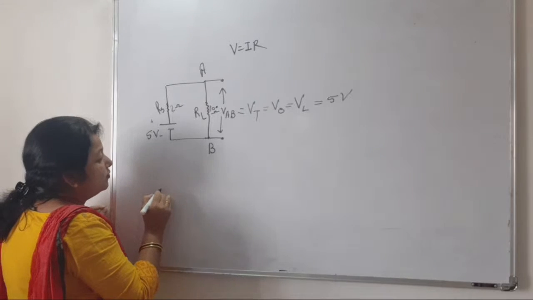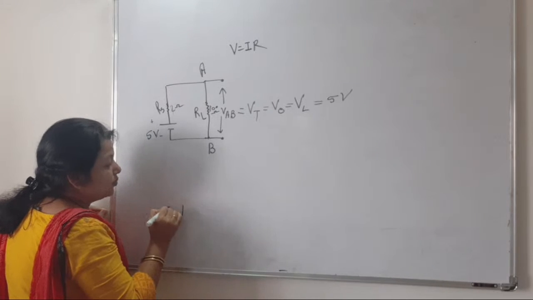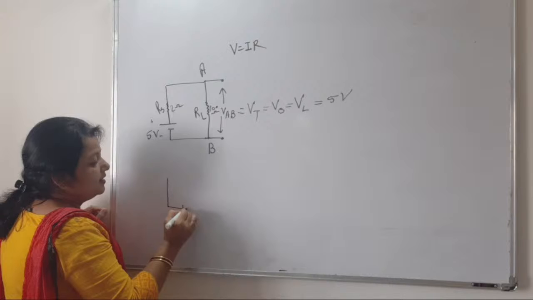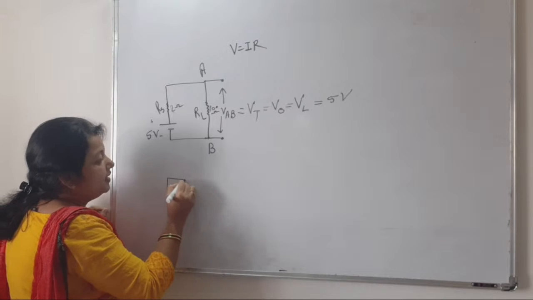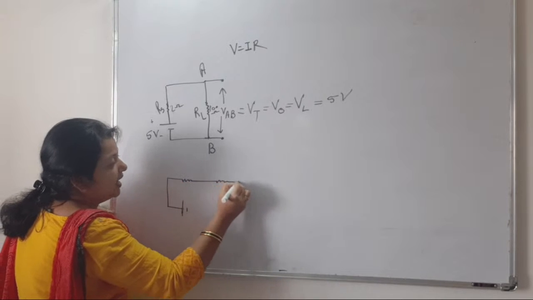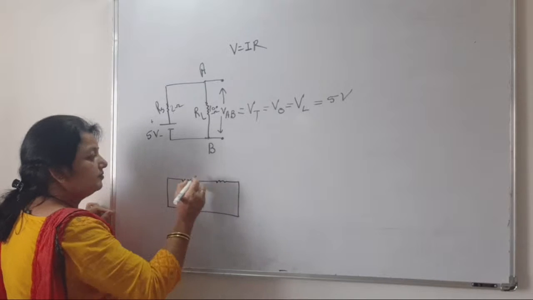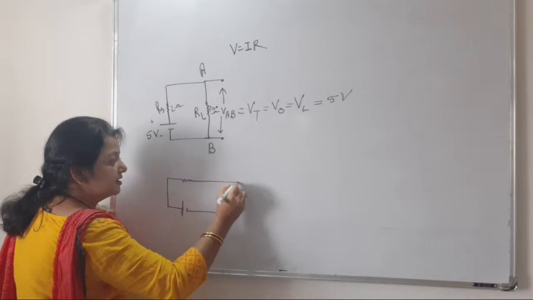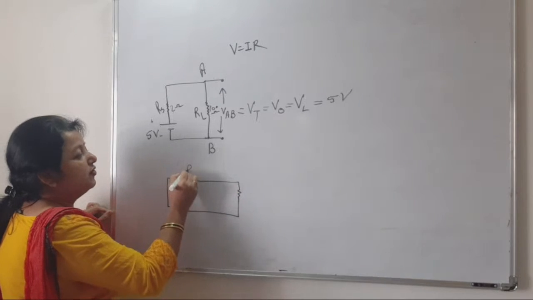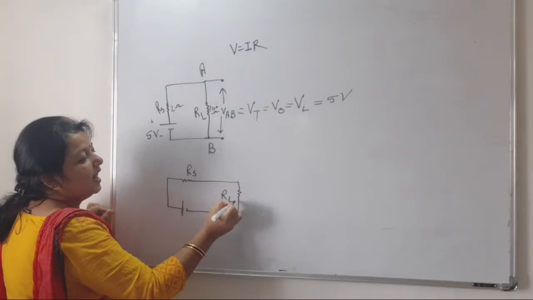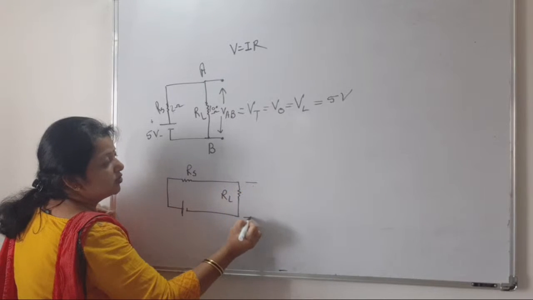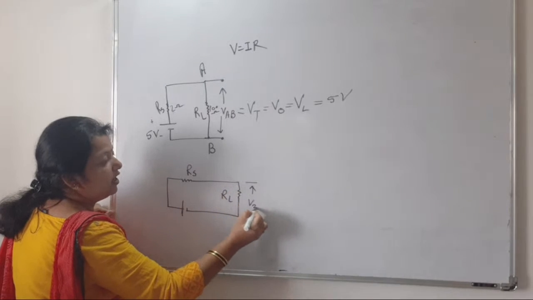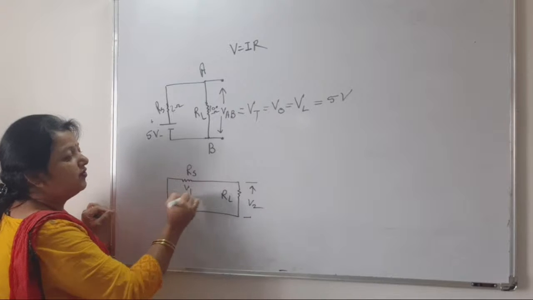So we draw here. I am starting with this positive of the battery, here your negative of the battery. Here your RS, here your RL, and we want this voltage. This voltage is your V2, this is your V, this is your V1.